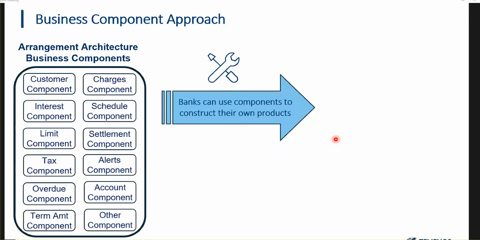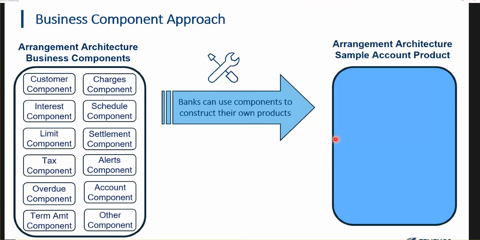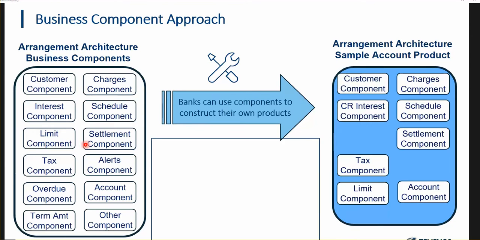Now what you are trying to achieve is to use those components to build different types of products. So you go here and drag and drop what you need. I need customer, I need schedule, I need charges, I need settlement. This is basically what we're doing. Okay, now, once you have put your component in your product, it doesn't end here.